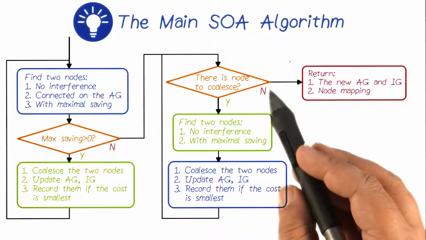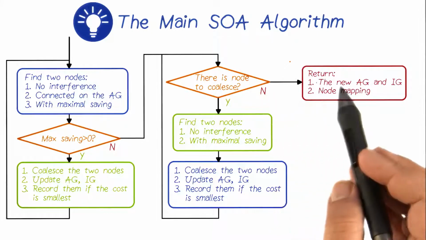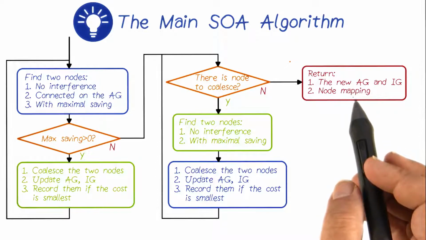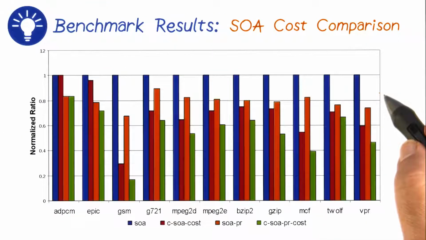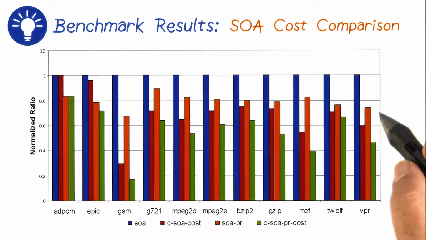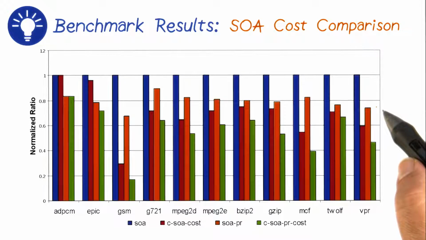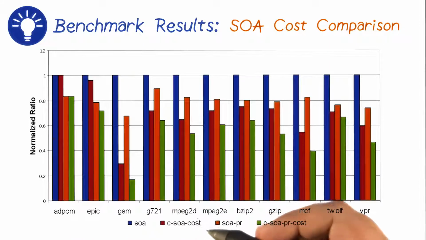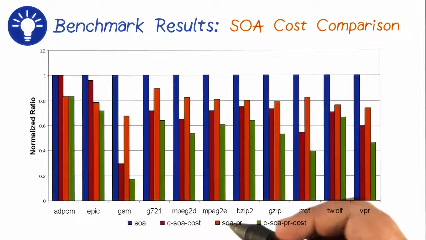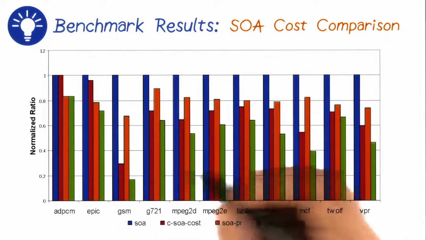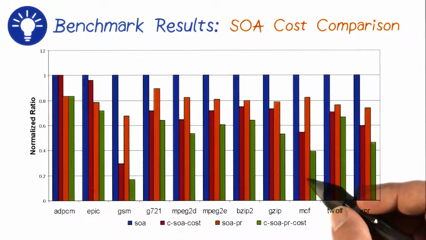So when it runs out of all the possibilities, it stops here and returns that as the final access graph and the coalescing. Now let us look at the results for different benchmarks here. We have different benchmarks from MediaBench, and what we have is the costs that are returned by the solution. The original SOA cost is shown in this blue bar. Then the other costs are shown in the other bars over here after doing the coalescing.